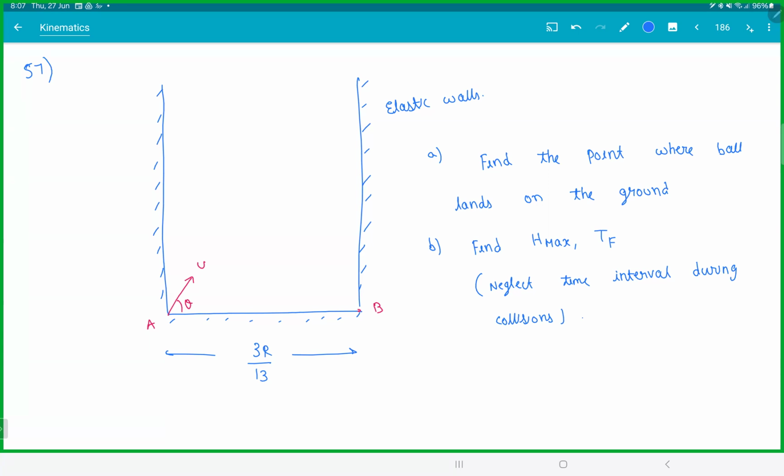Time of flight and h max will remain the same, isn't it? That is straightforward, because when you collide with the walls, only the horizontal will reverse. Vertically, there will be no effect. So time of flight and h max will remain the same. That is the easiest one. Get the first part. You are doing everything except that.